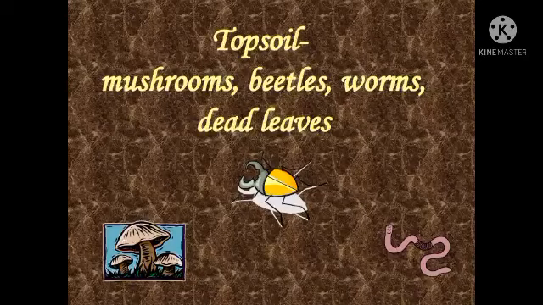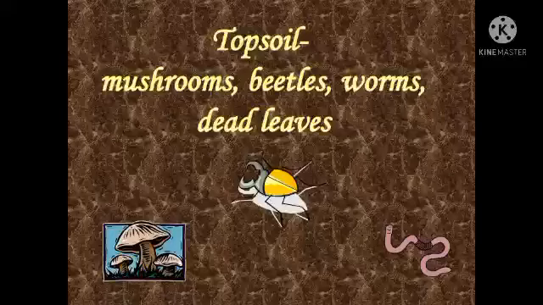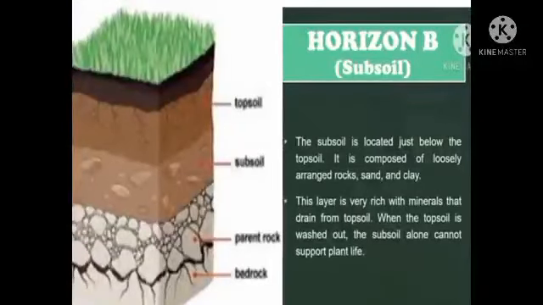In the topsoil, we can see mushrooms, beetles, worms, dead leaves. The second layer of the soil is the horizon B or the subsoil. The subsoil is located just below the topsoil. It is composed of loosely arranged rocks, sand, and clay. This layer is very rich with minerals that drain from the topsoil. When the topsoil is washed out, the subsoil alone cannot support plant life.